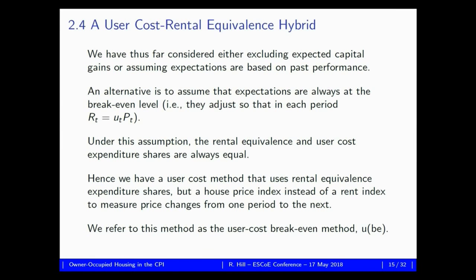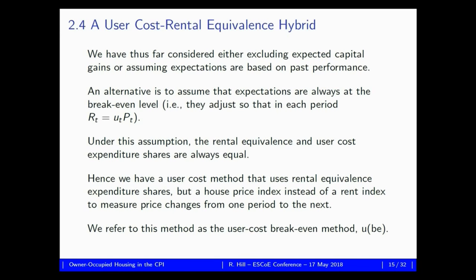So in other words, so far we look at a few different versions of user cost. One where we exclude capital gains completely, and then where we base capital gains on extrapolating performance from the previous 10, 20, and 30 years. But we look at one other version as well, which is what we call a user cost rental equivalence hybrid. We're in the process of revising the paper, and this bit on the user cost rental equivalence hybrid isn't in the paper yet.